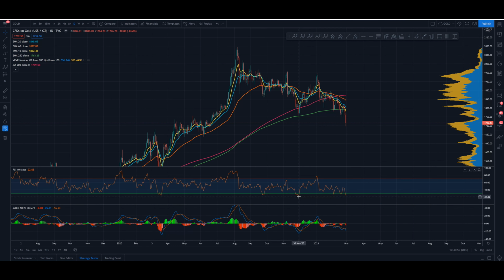We do have the low here on the 30th of November, which is lower than our current low on the 26th of February. So we have a low, and a low, and a low, and a higher low. So there is some bullish divergence over the longer term.